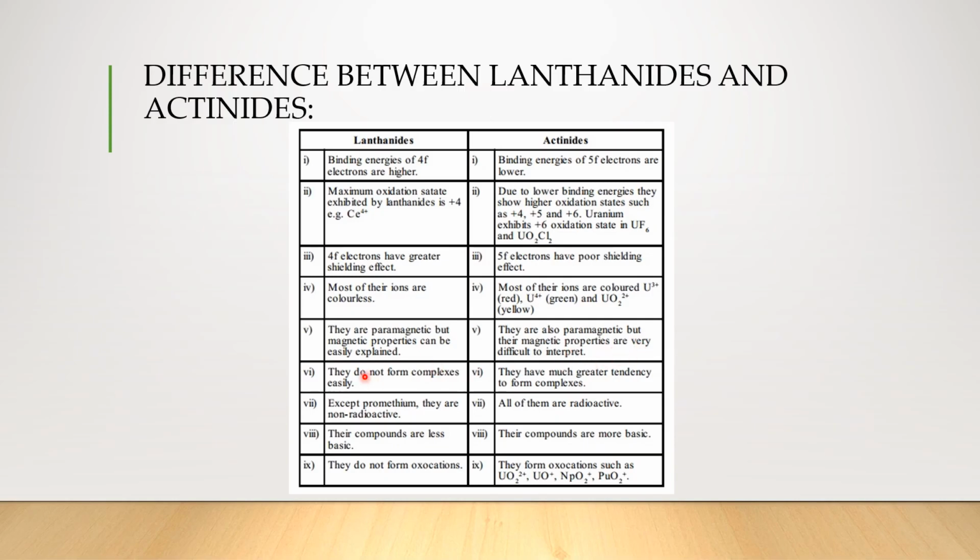In lanthanides, they do not form complexes easily, and in actinides, they have a much greater tendency to form complexes. Except chromium, all are non-radioactive. Chromium is the only radioactive metal. In actinides, all of them are radioactive. In lanthanides, their compounds are less basic, and in actinides, their compounds are more basic. In lanthanides, they do not form oxocations. In actinides, they form oxocations such as UO2+, UO+, NpO2+, and PuO2+.